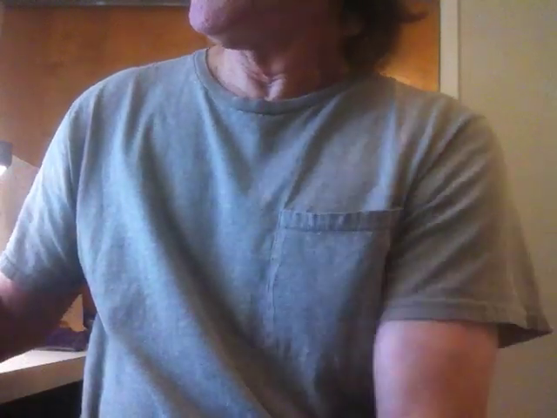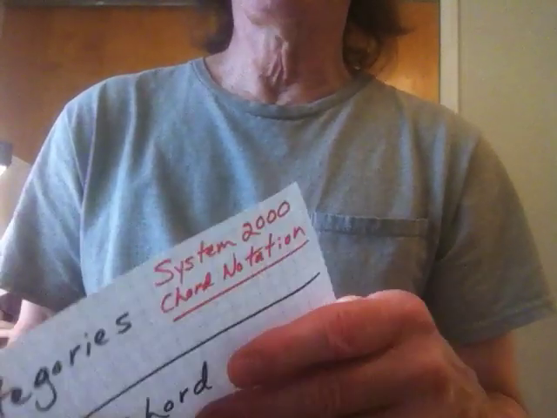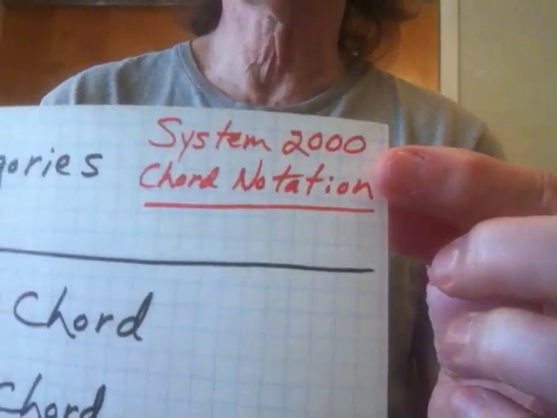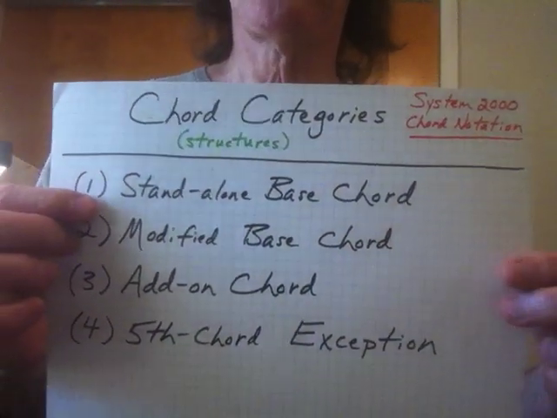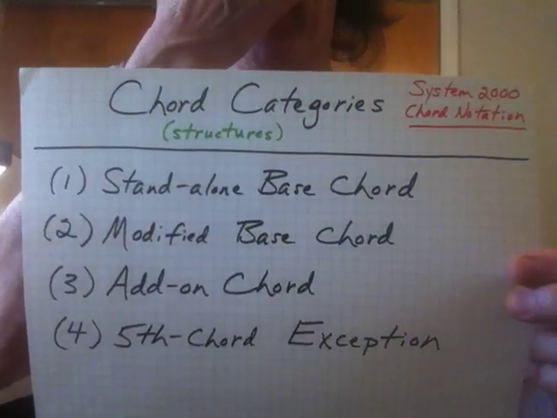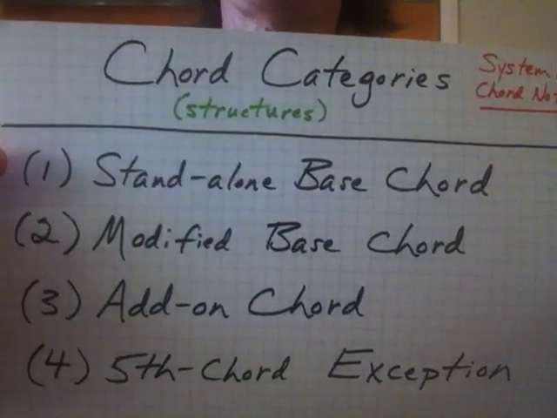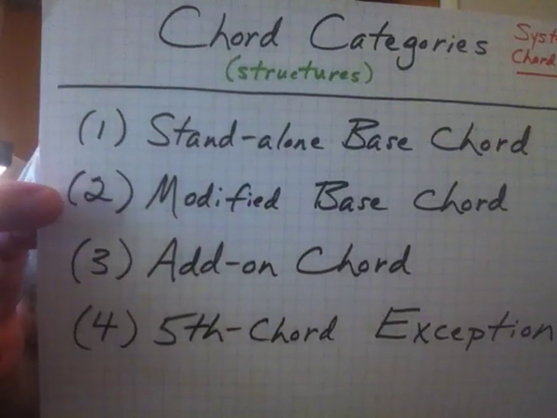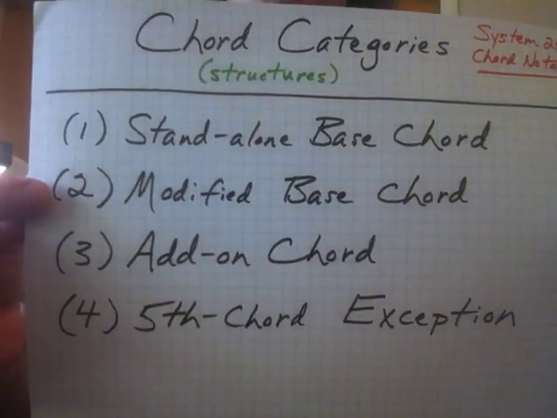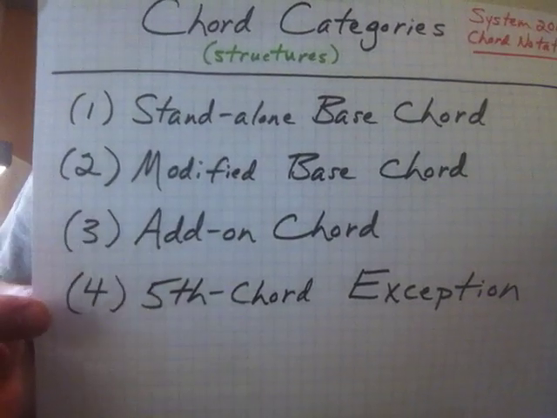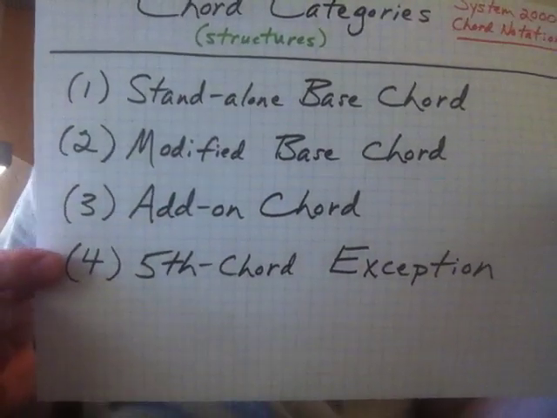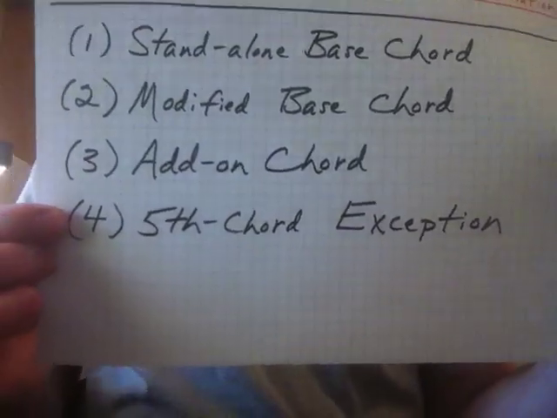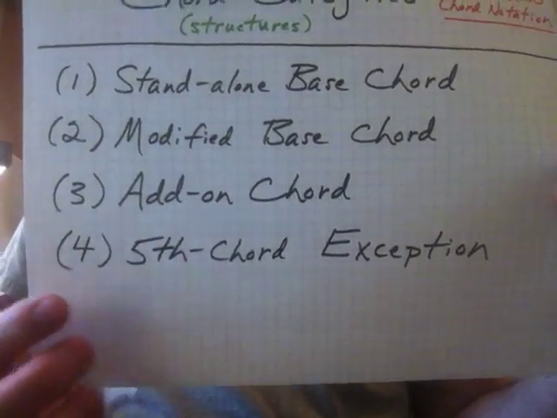You could try it. Now, in the previous videos, I mentioned that when you approach a chord, using my system, which is called System 2000 Chord Notation, I said that you can figure out what the chord is because it has to be one of four things. And I showed you the standalone bass chords, I showed you the modified bass chords, and the add-on chords. Now in this video, we're going to talk about the fourth type of chord that it can be, and I call this the fifth chord exception.